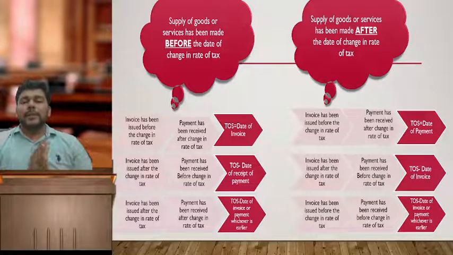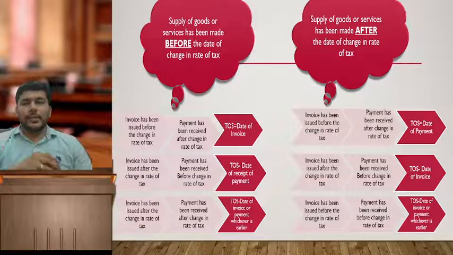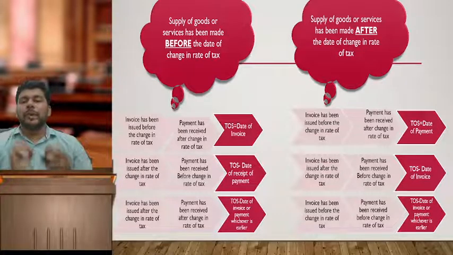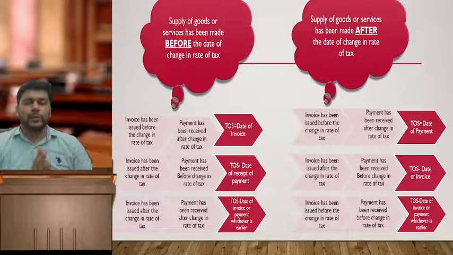If the invoice has been issued after the change in effective rate of tax, if the payment has been received before change in rate of tax, and my supply has also happened before the change in effective rate of tax, then the date of receipt of payment will be considered as my time of supply. And since that exists before 18th of July, before change in effective rate of tax, my old rate of tax will be applicable in such case as well.